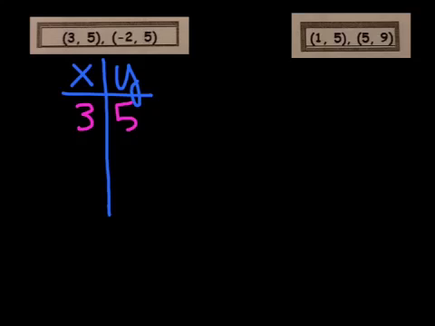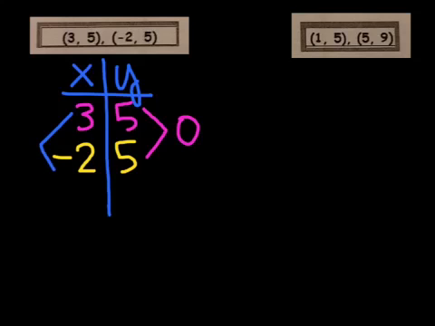I'm going to make my x, y table. I'm going to put my numbers in. The first pair is 3, 5. My second pair is -2, 5. I'm going to do my little triangles on the side. If I go from 5 to 5, that's a change of 0. If I go from 3 to -2, that is going backwards. That's a change of -5.